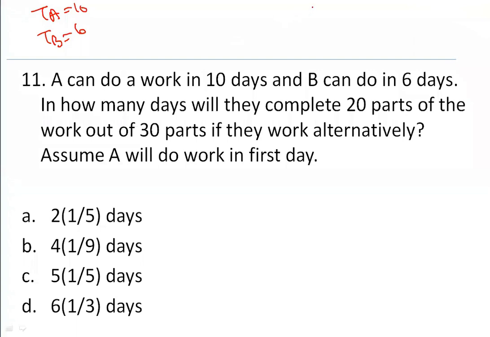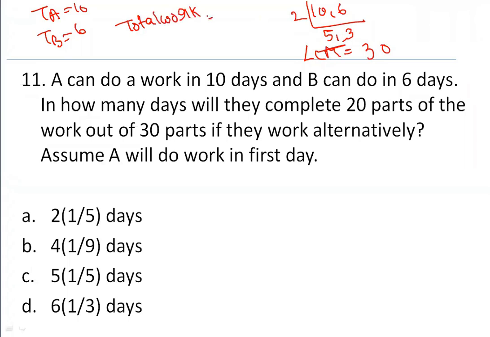Before that, let's find out the LCM of 10 and 6. So 2 5s are 10 and 10 3s are 30. What's the LCM of these values, guys? That is 30. Done. So let's find out the total work. What is the total work? Total work is nothing but 30.